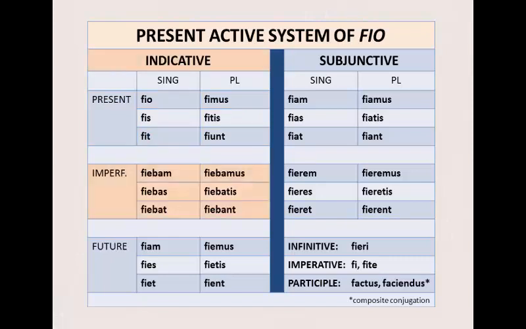The imperfect is all but completely predictable. Fiebam, fiebas, fiebat, fiebamus, fiebatis, fiebant. "I was becoming, you were becoming," etc. Note the IE thematic vowel, as if fio were third IO or fourth. And if you assume that, the future is completely predictable. Fiam, fies, fiet, fiemus, fietis, fient. I'm pretty sure I don't need to translate these for you.